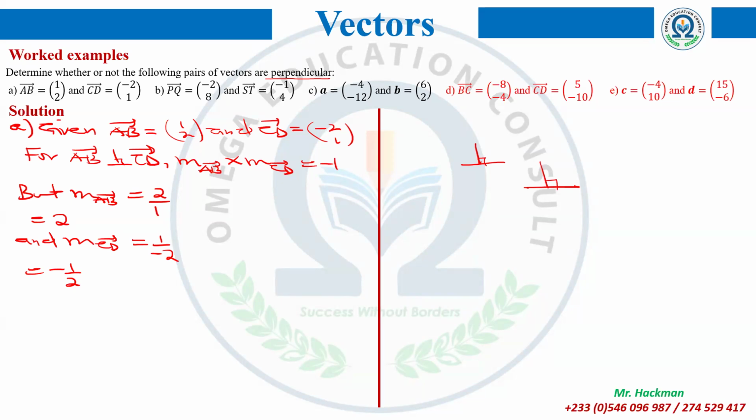Yes, sir. Okay, so now we are going to write this. So this implies that m_AB times m_CD, don't forget your vector, will be equal to 2 times -1 over 2, which is equal to -1. Do you agree? Yes.